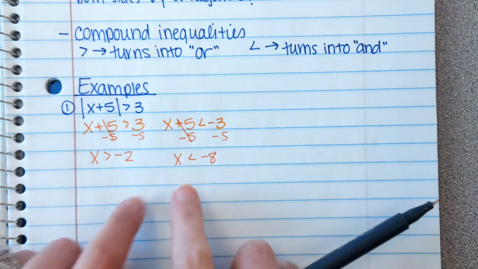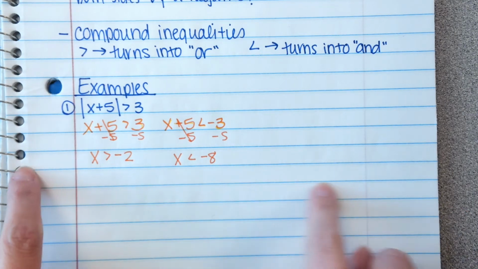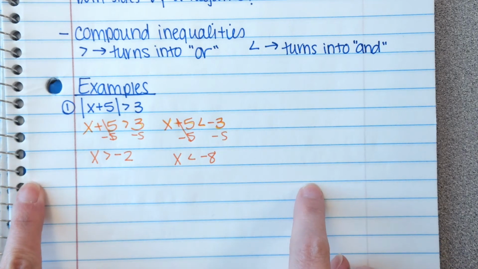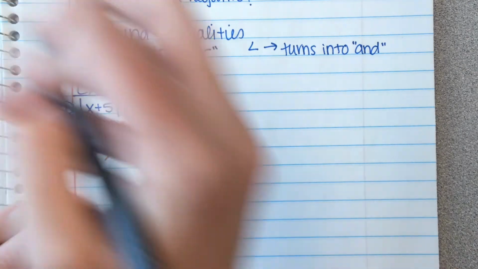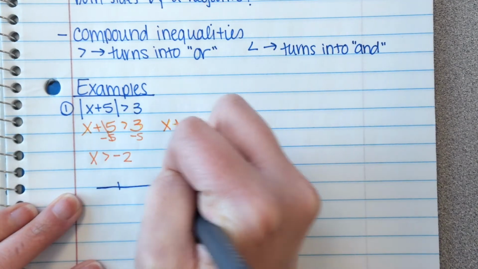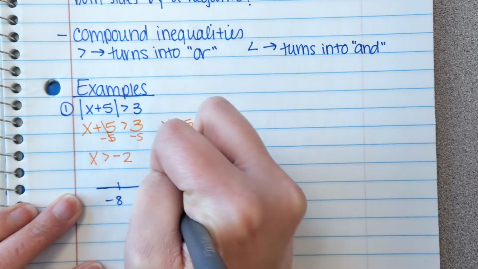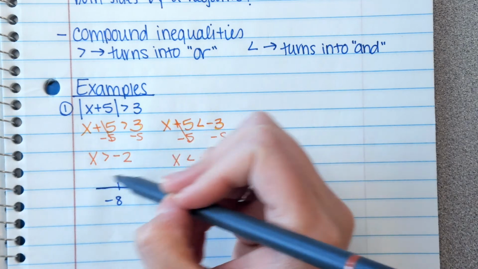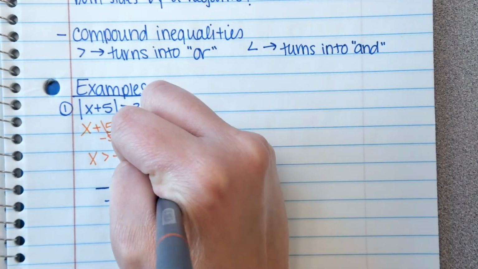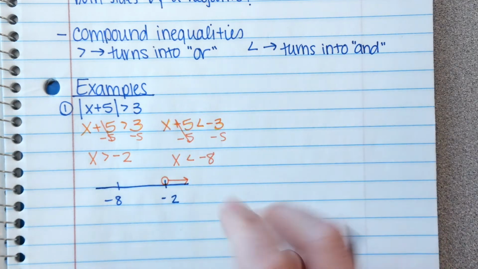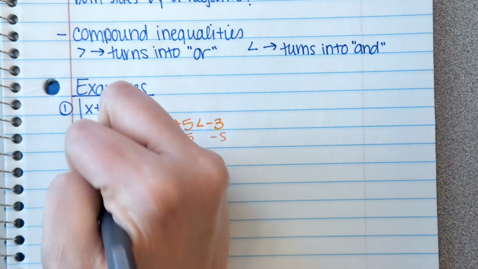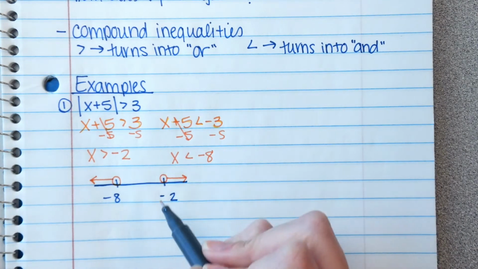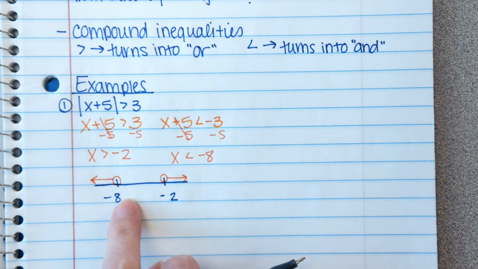So that means when we look at it on the number line, our arrows should be going in two opposite directions. They should be going to the two ends of the graph. So let's check that and see. So sketch a little number line. On the number line, negative 8 is on this side, negative 2 is on that side. So on x is greater than negative 2, that's an open circle, and greater than is to the right. On the other one, less than is an open circle on negative 8, and we're going to the left. So that is an "or" compound inequality.